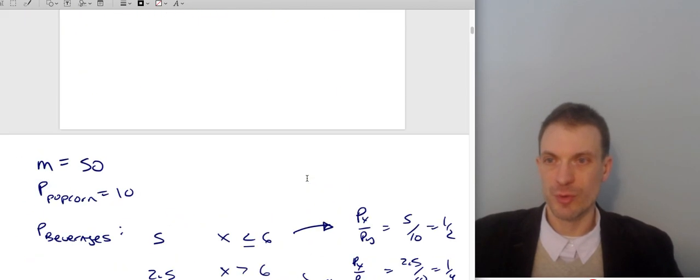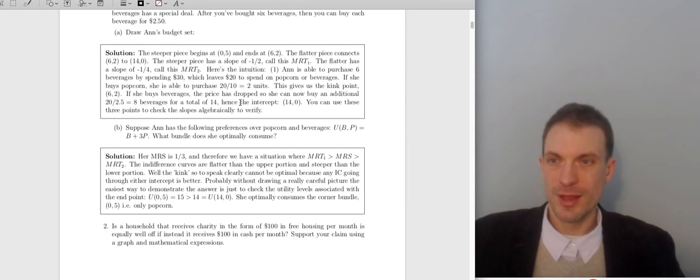Next thing we are told we want to do is say, all right, well, Anne has these weird preferences. These are perfect substitutes preferences. The slope of the indifference curves, the MRS, is going to be 1/3. Yeah, -1/3, fine. But anyway, they're going to have a slope of 1/3, which we're going to compare to the slope of the budget constraint.